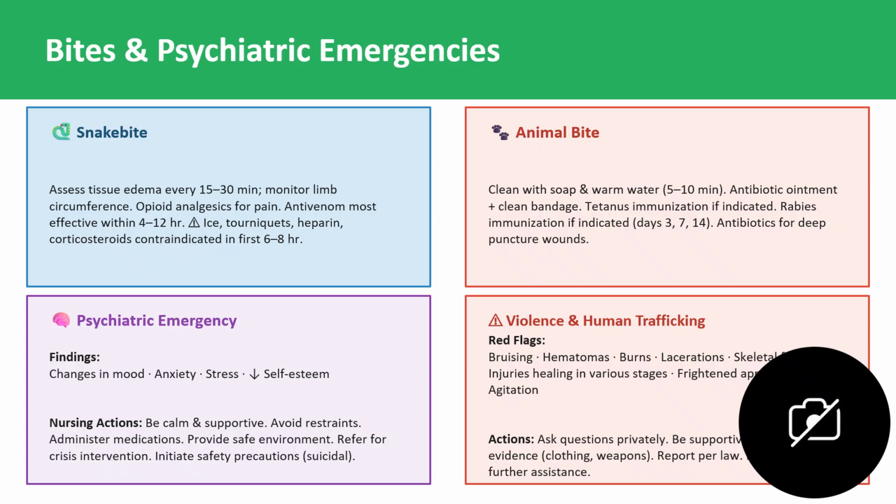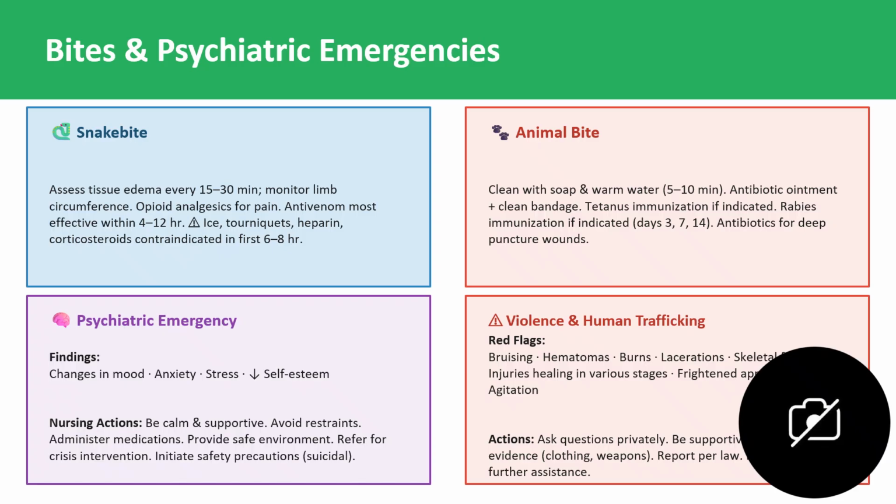For animal bites, we cleanse the wound thoroughly with soap and warm water for 5 to 10 minutes and apply antibiotic ointment and a clean dressing. And also administer TT, tetanus vaccine, if indicated. Rabies immunization is given on days 3, 7, and 14 post exposure if needed. Deep puncture wounds require antibiotic therapy.